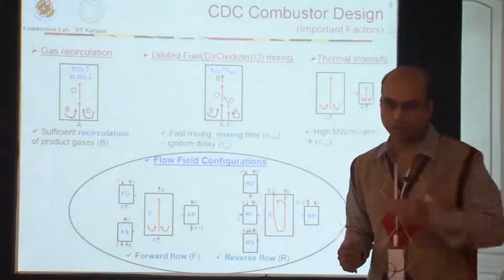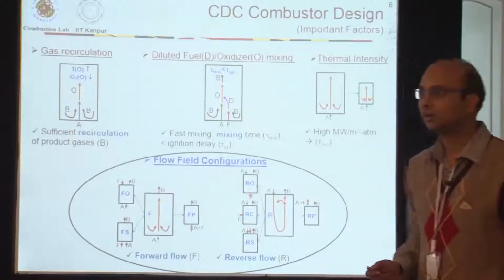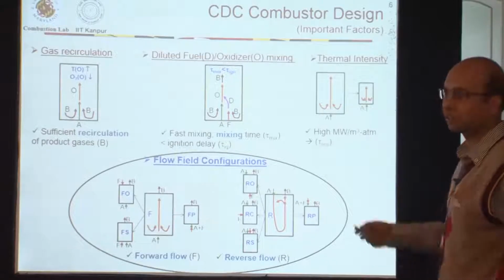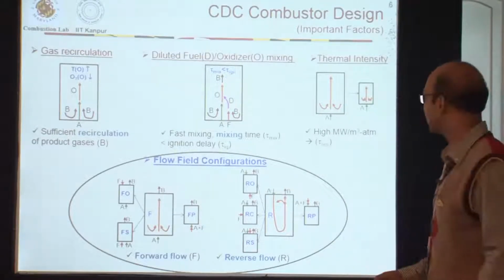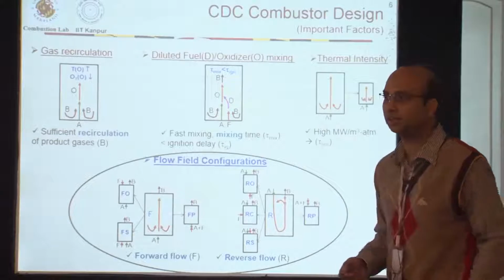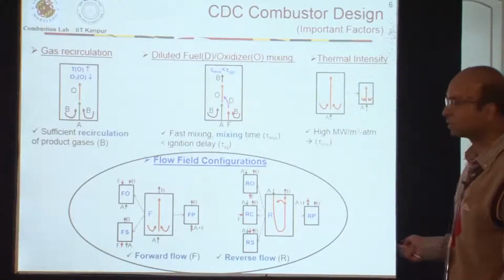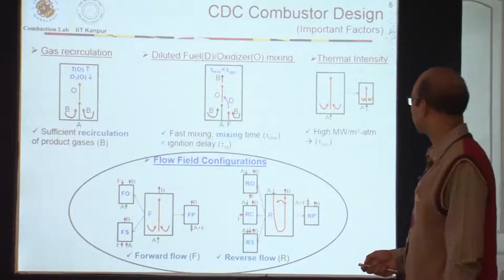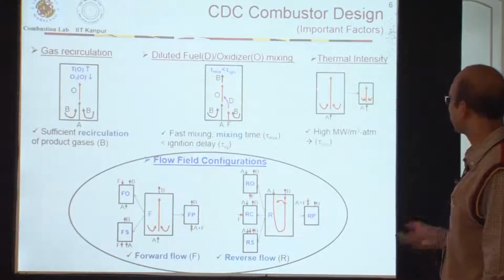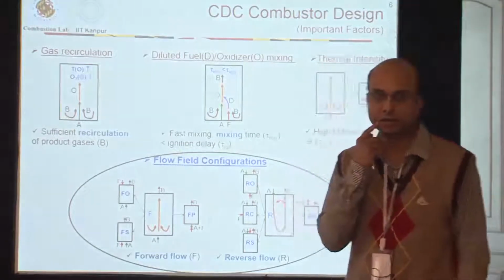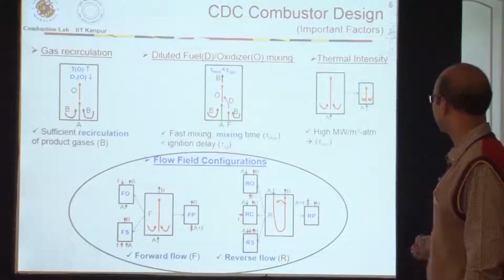So some of the important factors which we need to keep in mind before designing CDC combustors is we need to have sufficient gas recirculation so that your temperatures are high, and then it will support the ignition and combustion inside the chamber, and your fuel jet should mix pretty quickly with the oxidizer. Your thermal intensity should be high enough so that it is representative of gas turbine combustors. But here I'll talk about different flow configurations.